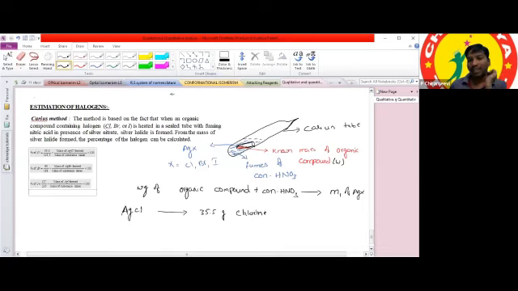What is the molar mass of AgCl? Chlorine atomic mass is 35.5. And silver atomic mass, how much is it? Silver, Ag, atomic mass is 108, and chlorine atomic mass is 35.5. If you add them, how much will you get, Tanishq? What is the molar mass of silver chloride?